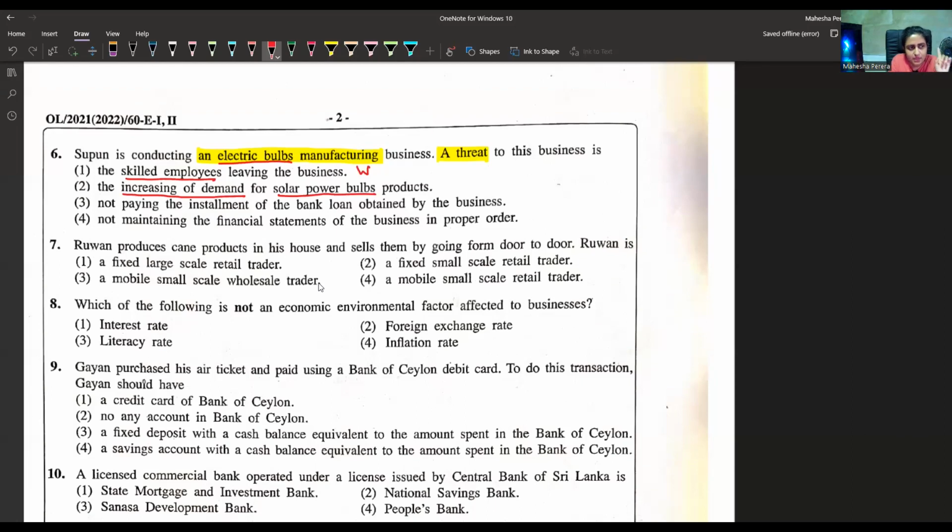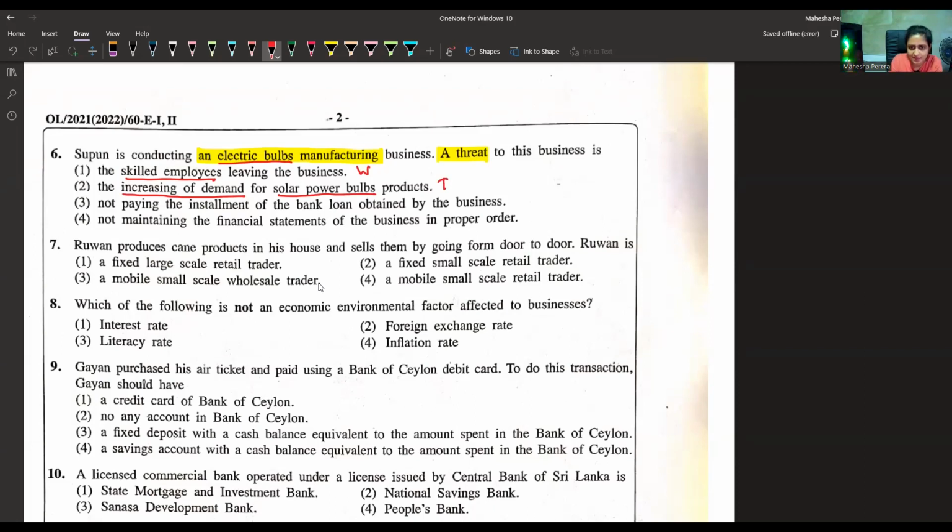Supun produces electric bulbs, but there is an increase in demand for solar power bulbs. So it becomes what? Definitely a threat to the business. So this has to be the answer, Puta.